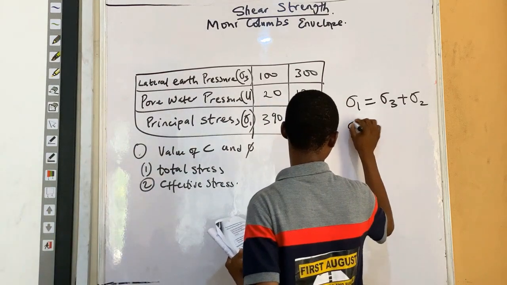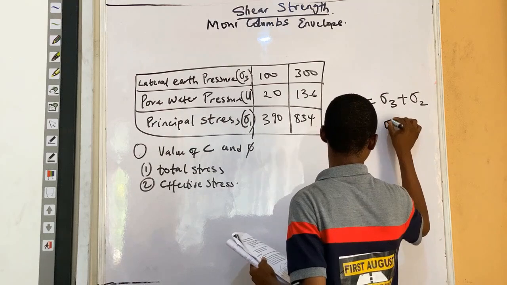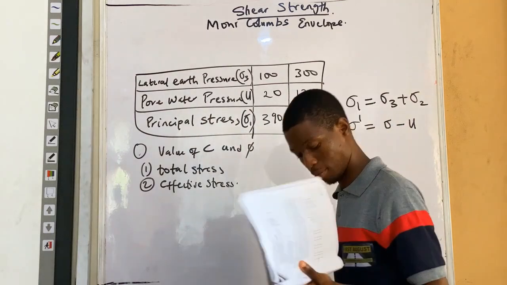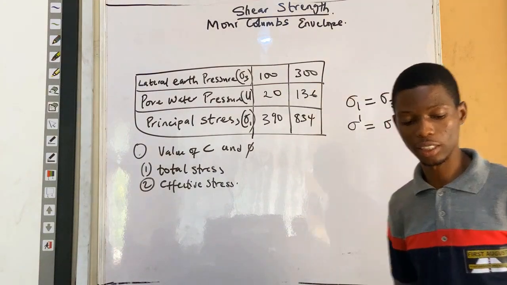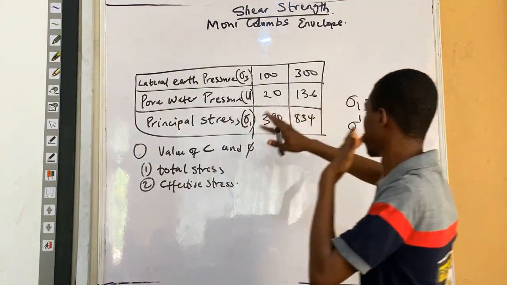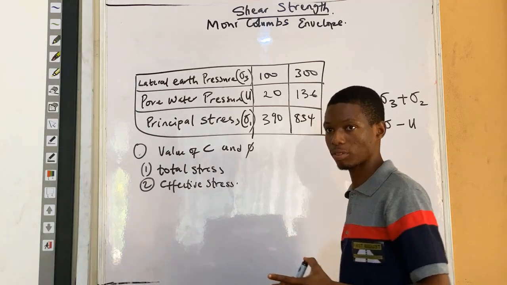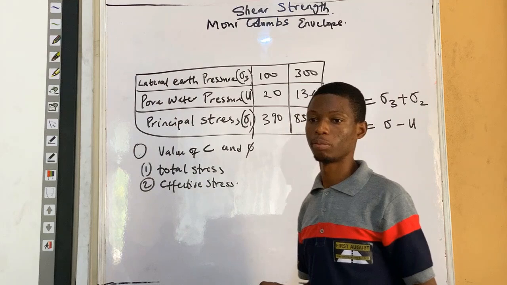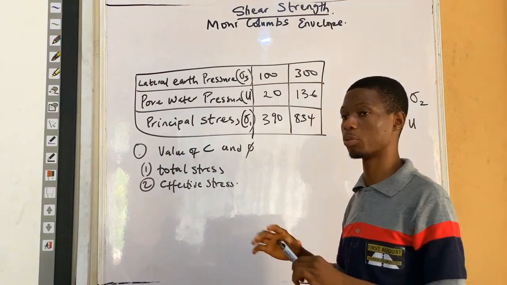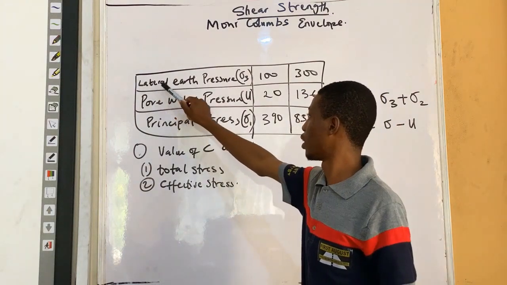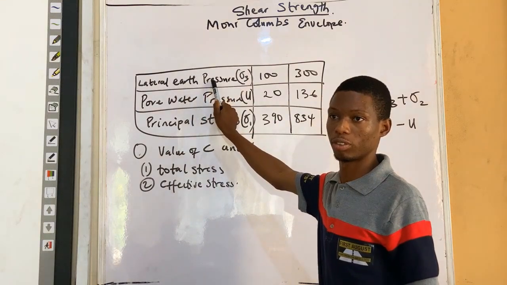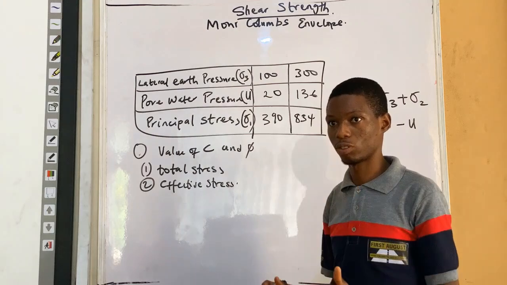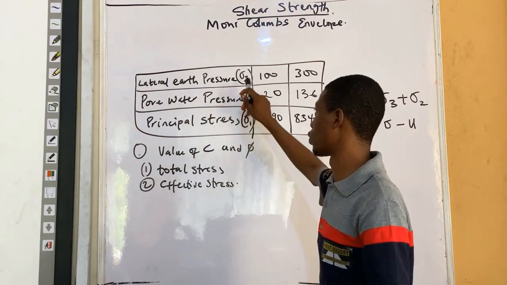Our effective stress equals normal stress minus pore water pressure. These are the basic understanding that we need just to draw. Let's look at the name and get the explanation. It is the lateral pressure from the surrounding soil to that particular soil. That's why it's sigma 3.